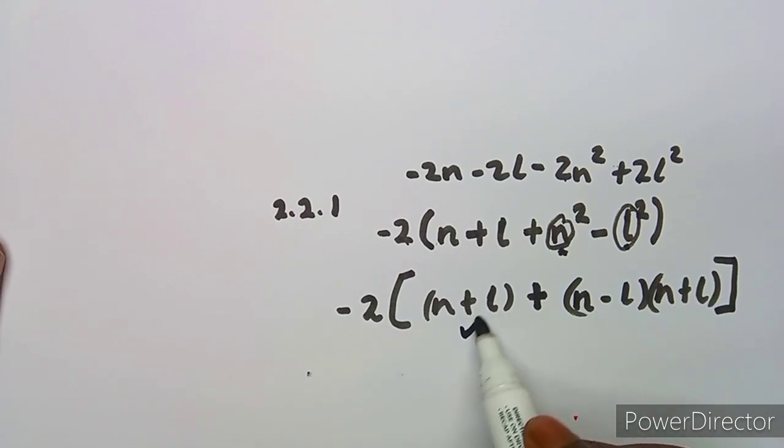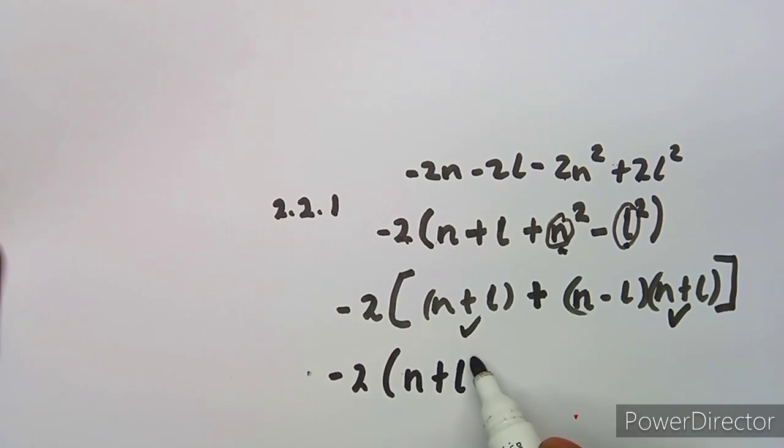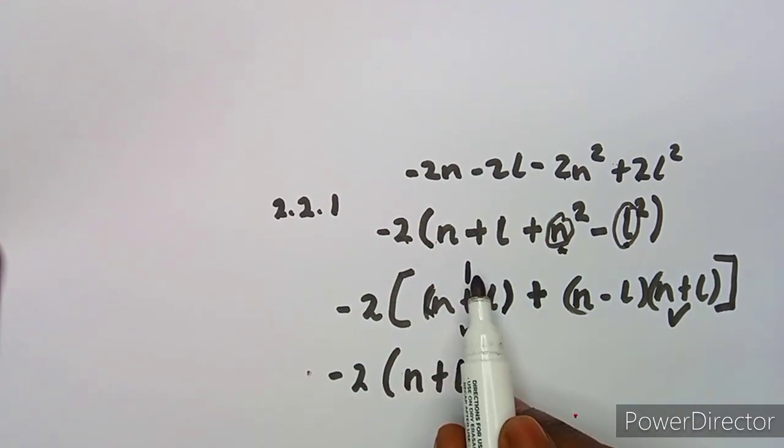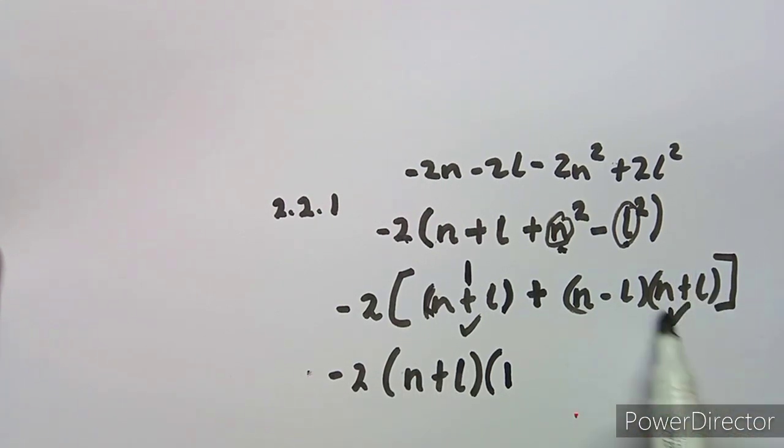We have got n plus l, which is common. So we can actually factor it out, n plus l. But I want you to see something: the moment you factor out this n plus l, we are going to remain with 1, because when you factor out, remember, you cancel this and this. So on this part, we are going to be left with 1. If we factor out n plus l here, we are going to be left with n minus l. So it's going to be plus n minus l.